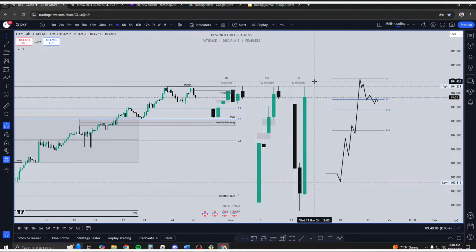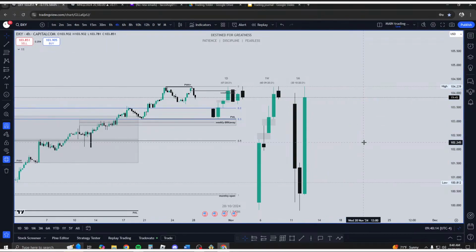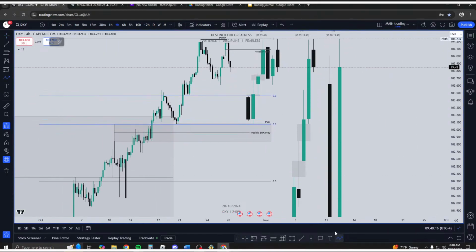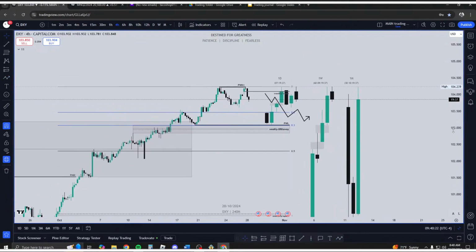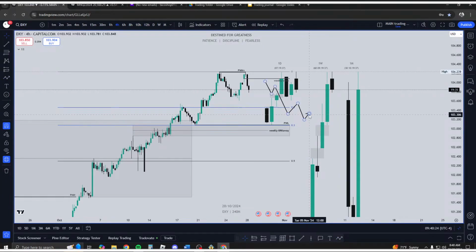And the monthly closure is about to happen in 3 days or so. So what can we anticipate? I am anticipating price to trade back inside this zone to have a monthly TGIF setup. If we trade lower, that's completely fine for me, to be honest.